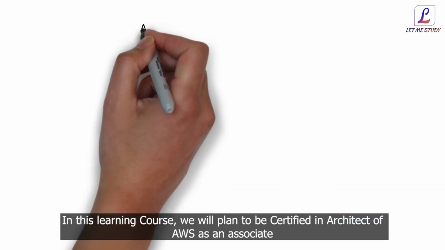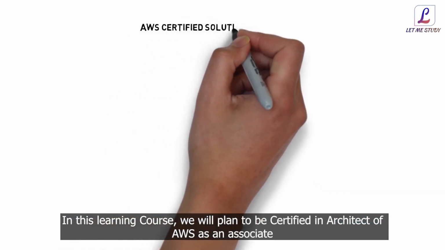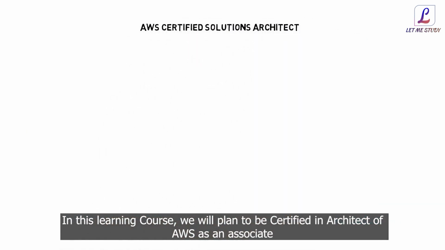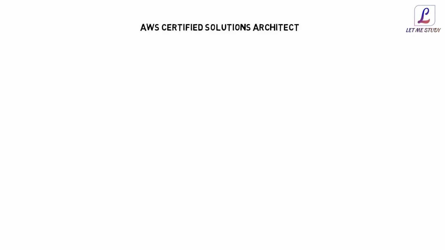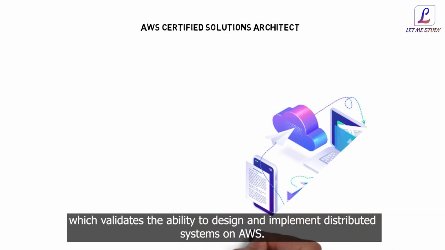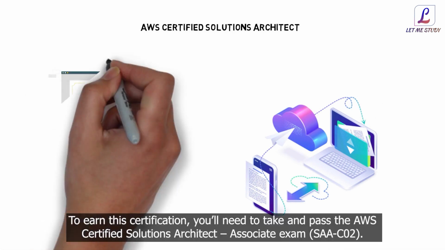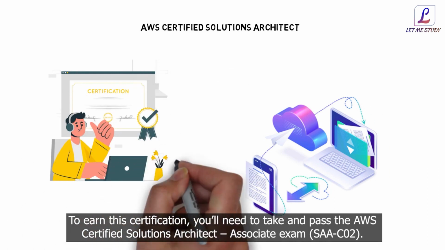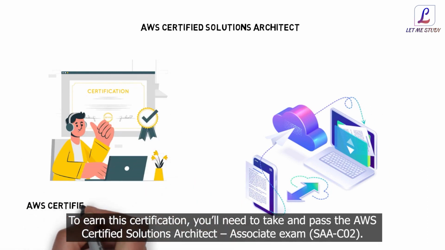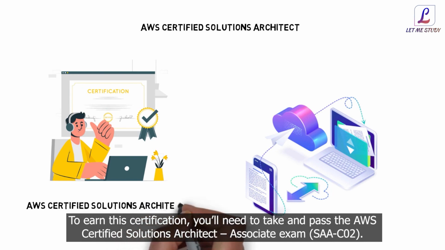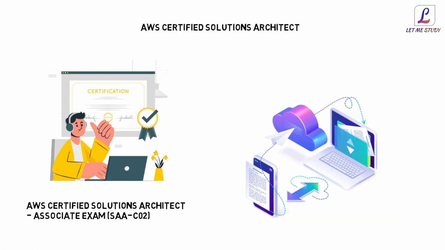In this learning course, we plan to get certified as an AWS Solutions Architect Associate, which validates the ability to design and implement distributed systems on AWS. To earn this certification, you will need to take and pass the AWS Certified Solutions Architect Associate exam, SAA-C02.